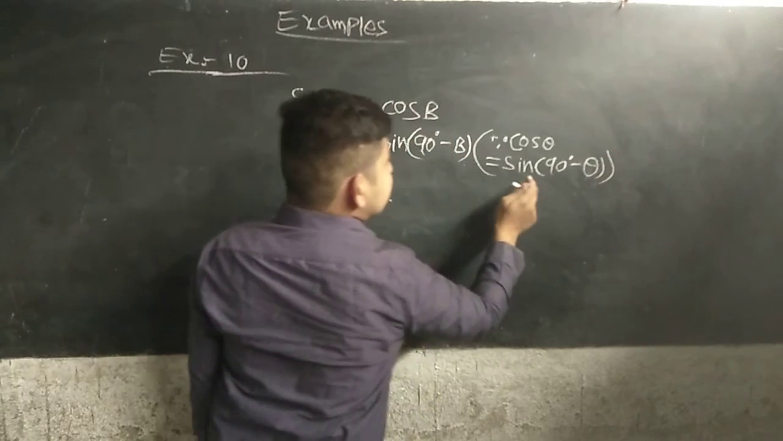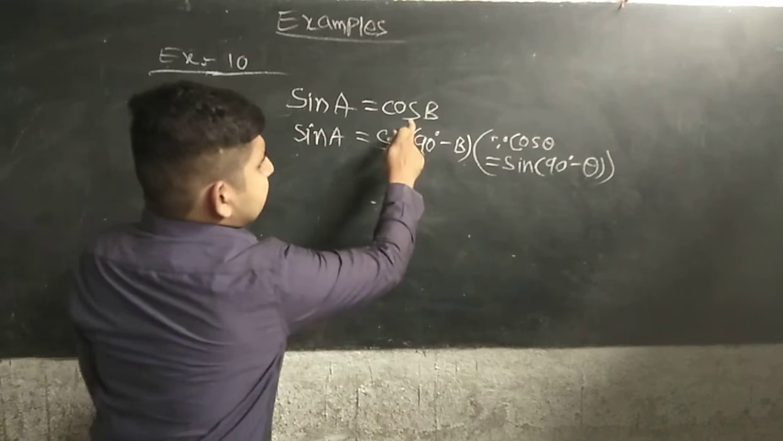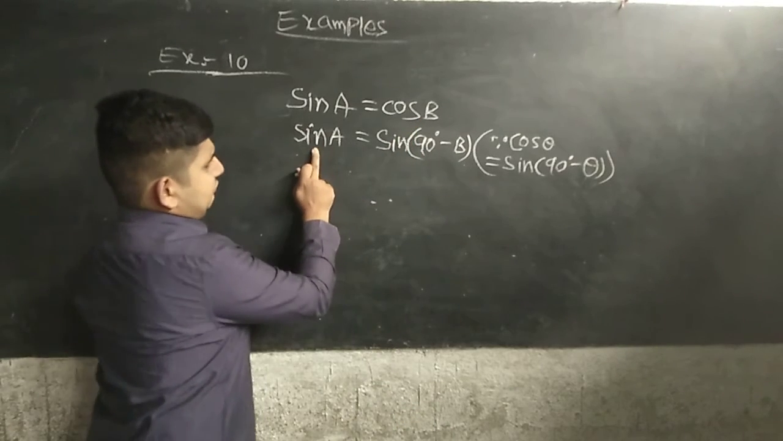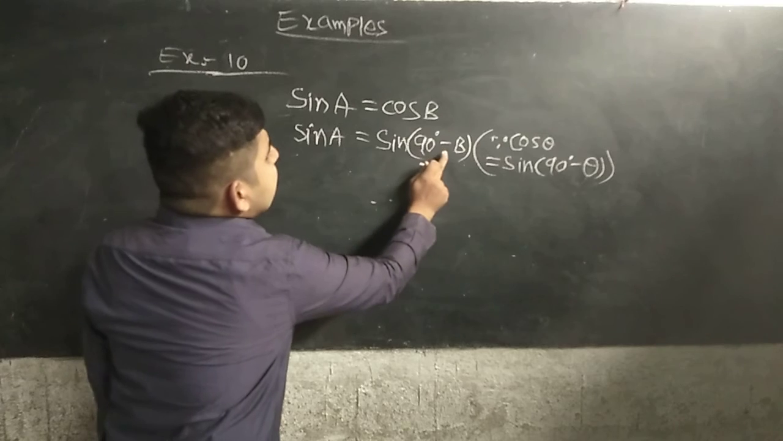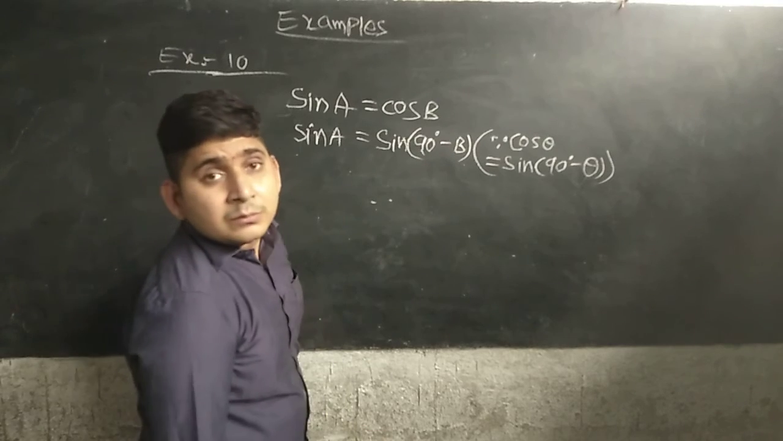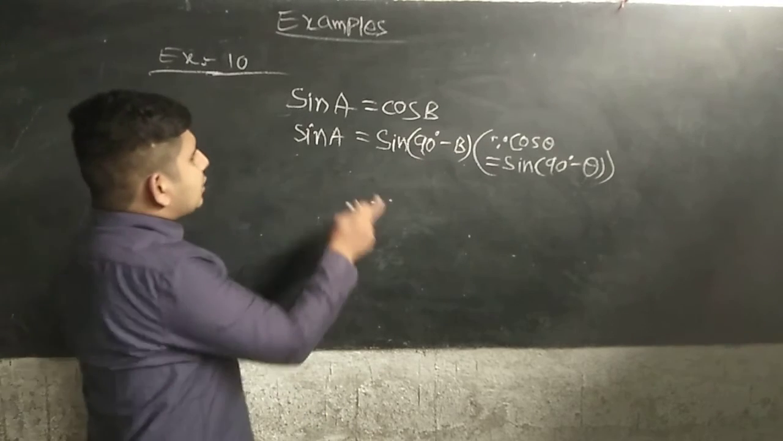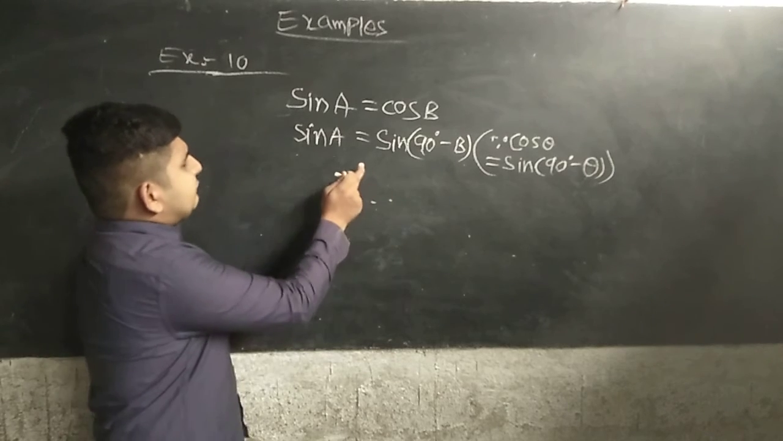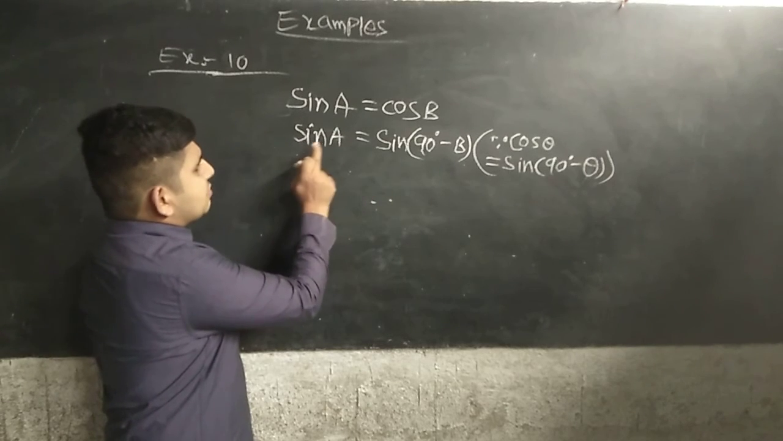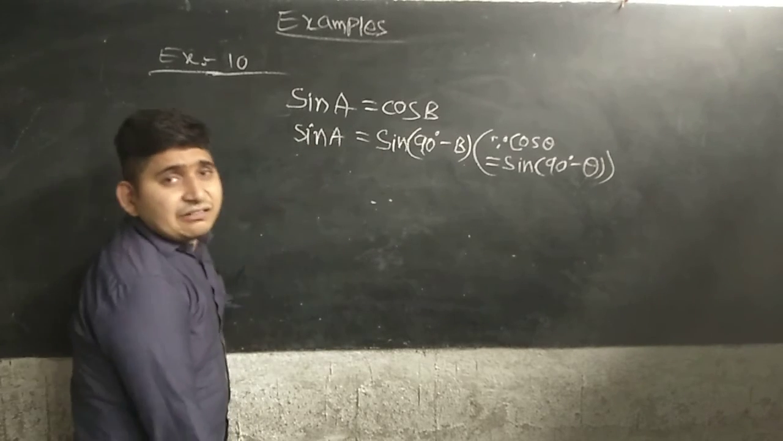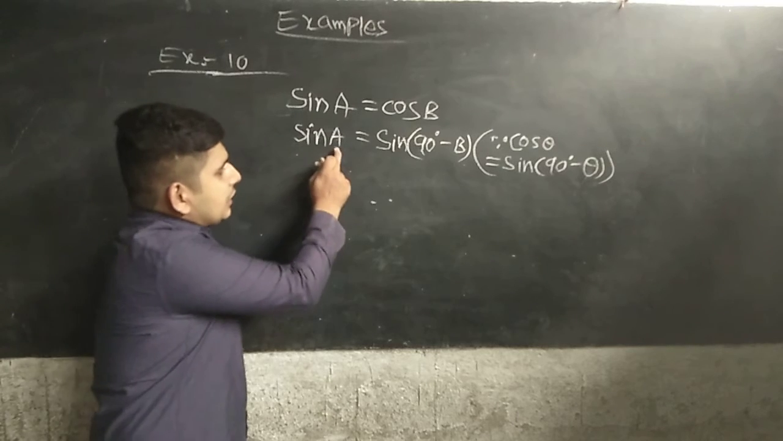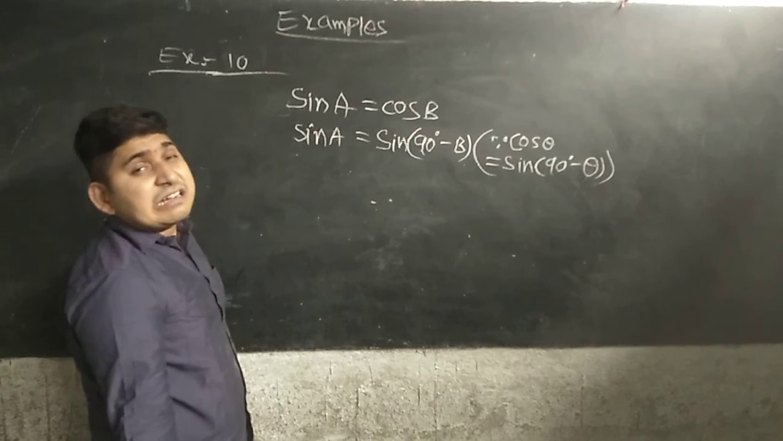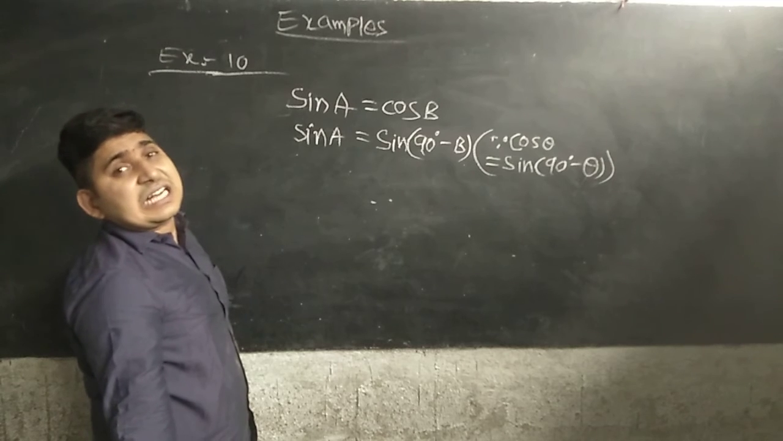So according to this concept, cos b can be equal to sin(90 minus b), so sin A equals sin(90 degrees minus b). Now see this equation. In the equation, both trigonometric ratios are equal, so the angles are equal. Why? Because if sin theta 1 equals sin theta 2, then theta 1 equals theta 2.